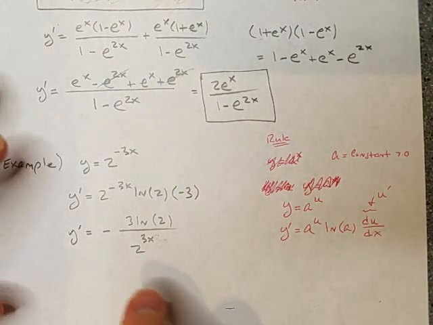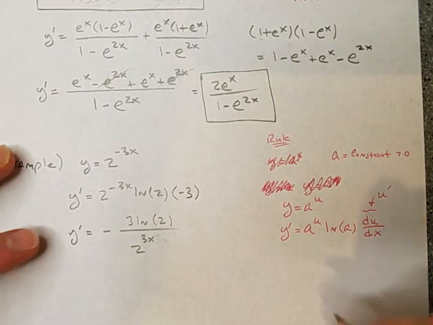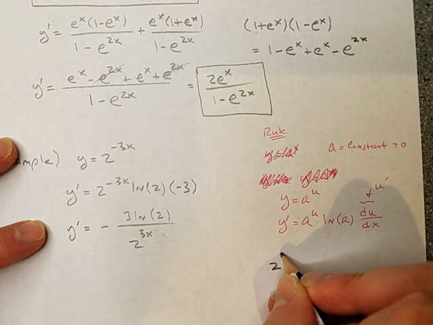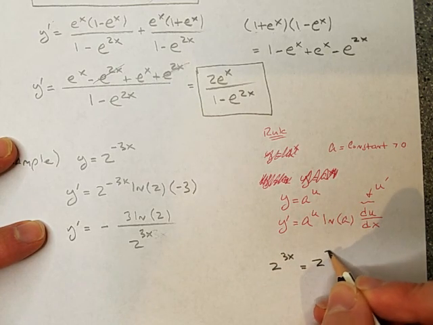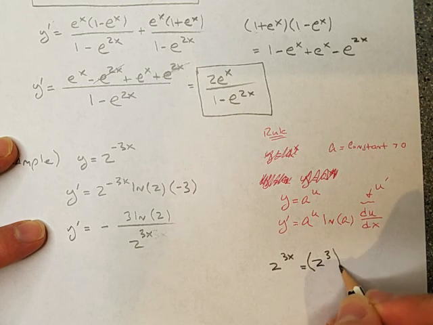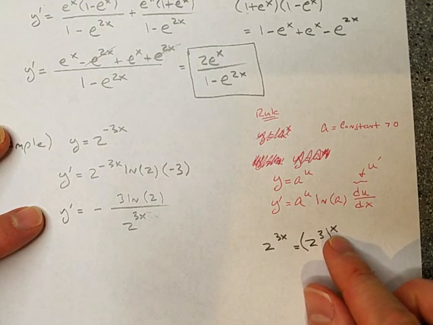Okay, so anyway, say I get that. Now this part I can do a little simplifying with. So look at it like this: 2 to the 3x. Can you agree that's the same thing as 2 to the third power, then subsequently raised to the x power? Same thing.